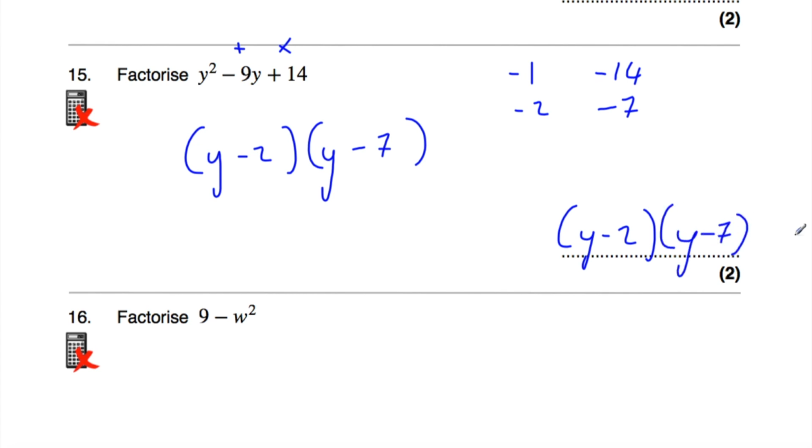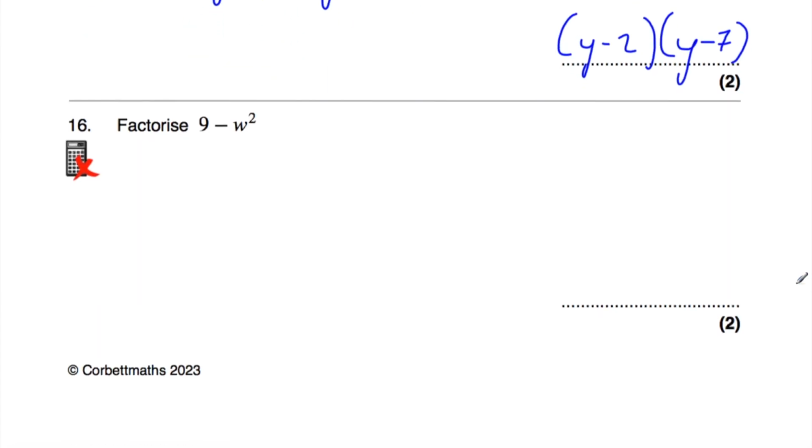And that's it. Okay, let's have a look at our next question, question number 16. So question number 16, we've been asked to factorize 9 minus w squared. So 9 is a square number, and w squared is a square number, and we've got to subtract, which is the difference between two squareds.